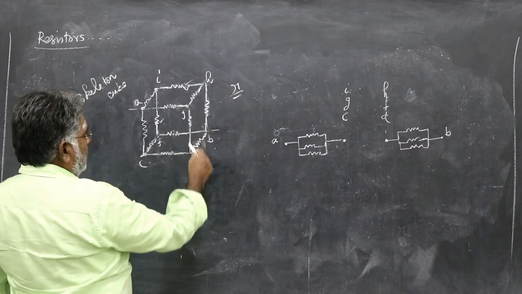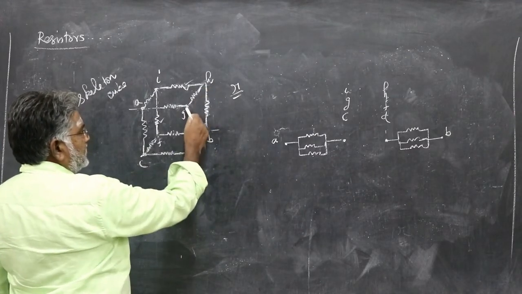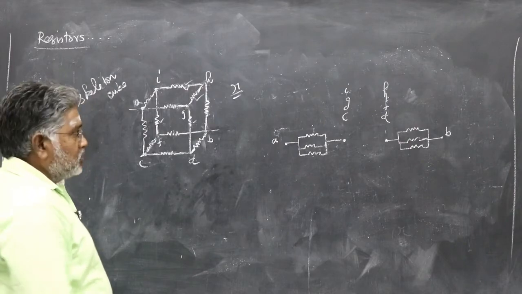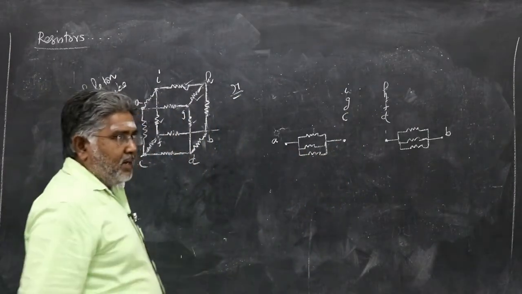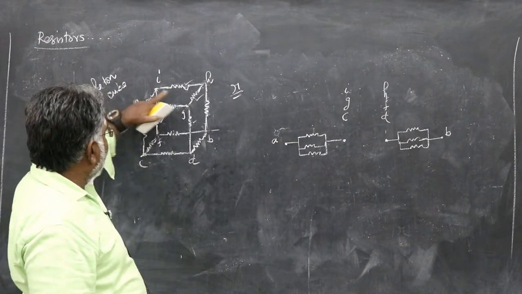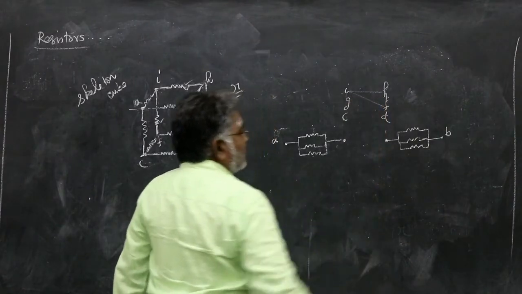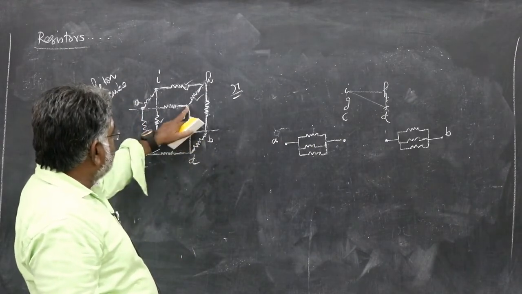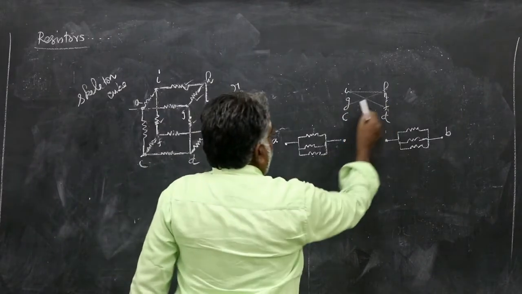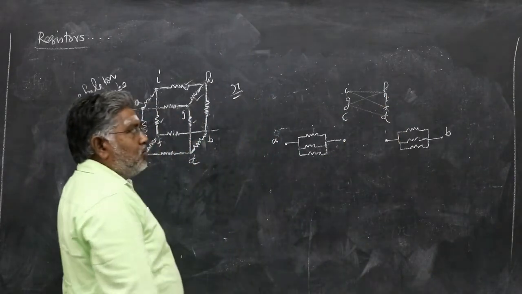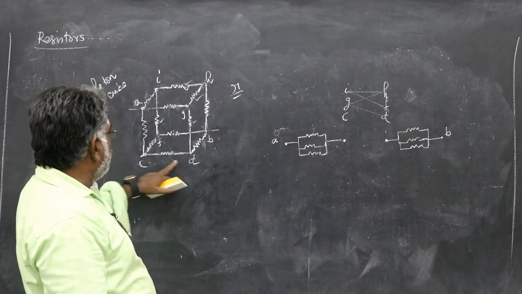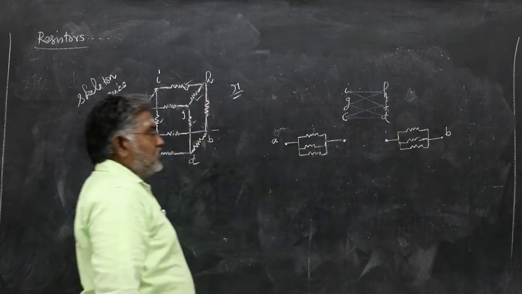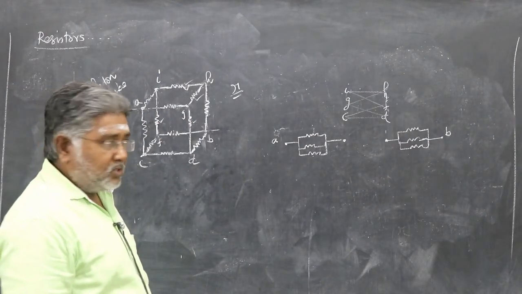Then G to D and G to H, two more resistors in parallel. So four resistors are now in parallel. I to F, I to H, these two are connected, so two resistors in parallel. Then G to H, G to D, two more resistors in parallel. Then C to D and C to F, these two resistors are also connected in parallel. So totally six resistors in parallel.